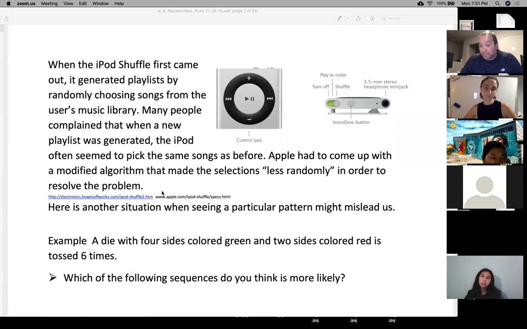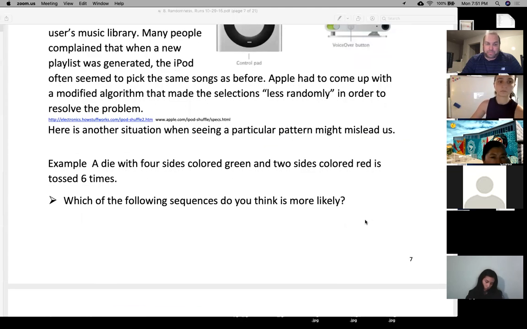Right? If it's truly random, then that should happen every now and again. But Apple was like, well, we can't have that happen because no one's going to like that. So it couldn't be random. They made it less random. So here's another situation where seeing a particular pattern might mislead us.